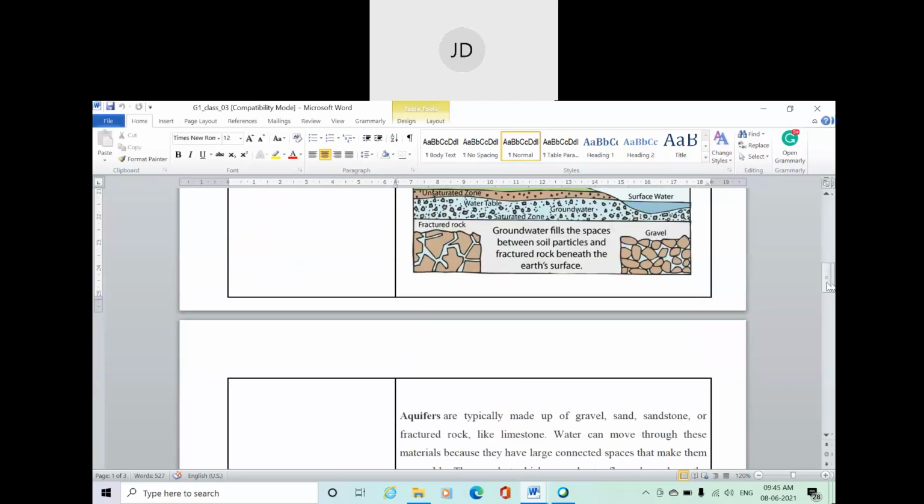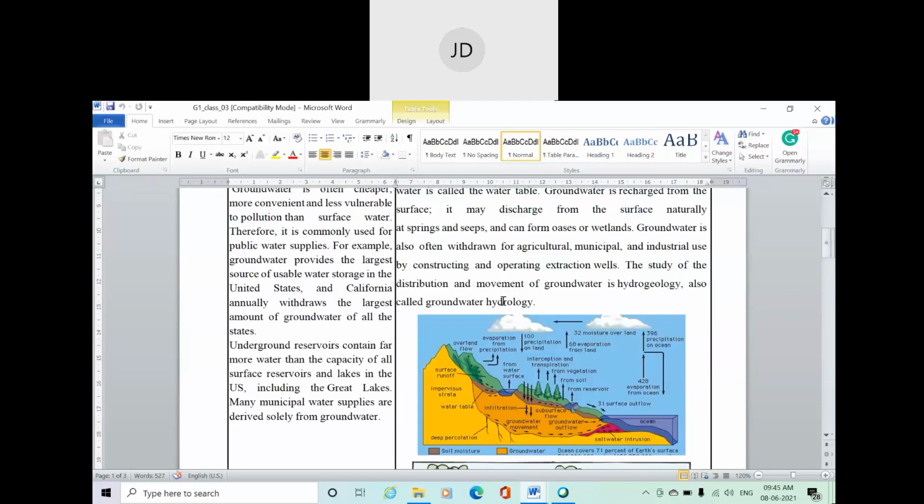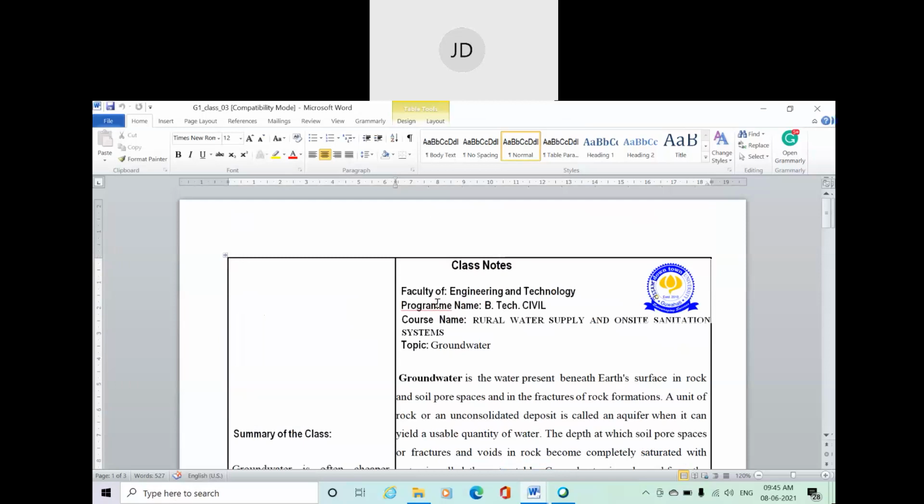Anyway, groundwater can basically be divided into four types. Do you know what the four types of layers under groundwater are? Anyone? Just write here only.